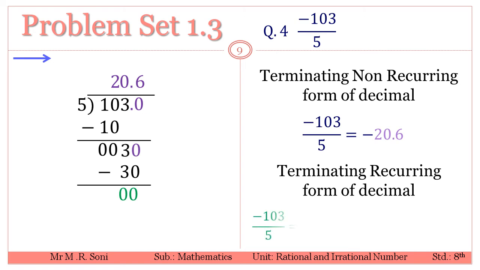Therefore, it will be negative 20.6000 and so on, which is equal to negative 20.60 dot. Now you can see it is in recurring form of decimal. You can try more examples of a similar kind from the problem set. While writing an example, you should write it neat and clean. Steps should be clearly visible. Decimal points and dots also should be clearly visible.